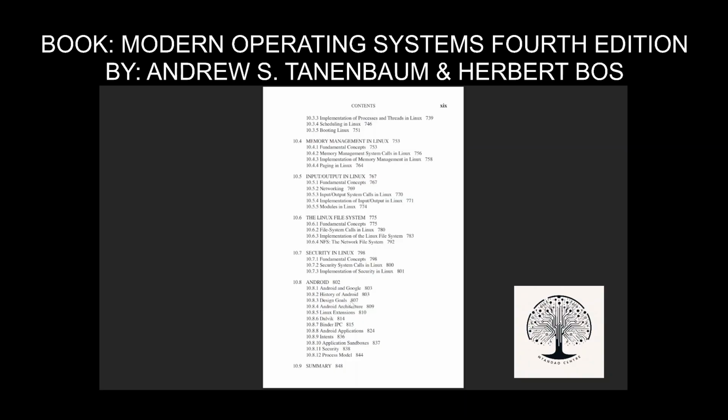We'll look at the history of Android. We look at design goals. We'll look at Android architecture. We look at Linux extensions. We look at Dalvik. We look at Binder IPC.